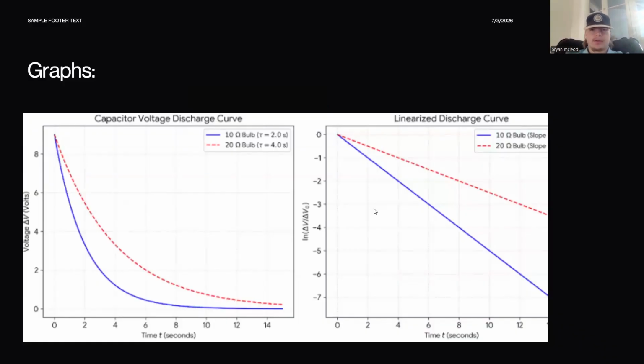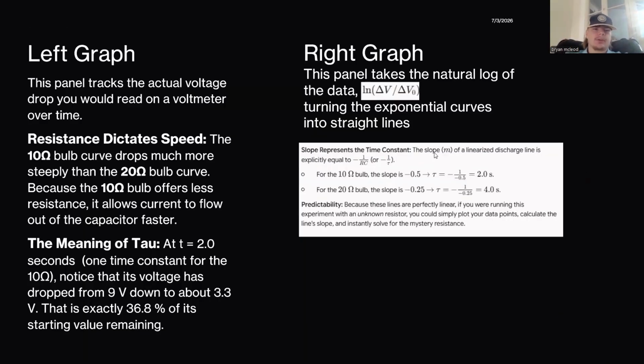So I have a slide. The left graph panel tracks the actual voltage drop you would read on the voltmeter as time increases. Resistance dictates speed. The 10 ohm curve drops much more steeply than the 20 ohm curve does, because the 10 ohm resistor offers less resistance, which allows current to flow out of the capacitor faster. What is the meaning of tau? At t equals 2 seconds, τ equals 2 seconds, one time constant for the 10 ohm circuit. Notice that its voltage has dropped from 9 volts down to about 3.3. So this is exactly about 36.8 percent of its starting value.